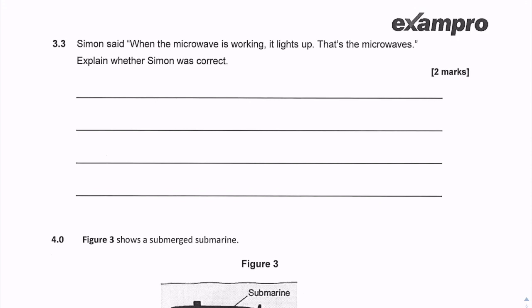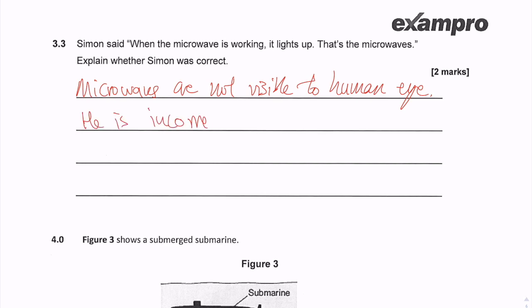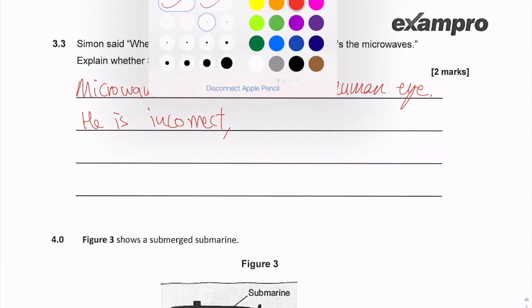When the microwave's working, it lights up the microwave. Explain whether Simon was correct. Well, the simplest thing to say here is that the microwaves are not visible to the human eye. So that's the simplest answer for the first mark. Microwaves are not visible to the human eye, in which case he is incorrect. He is incorrect. And effectively we're saying that the light is coming from visible light.